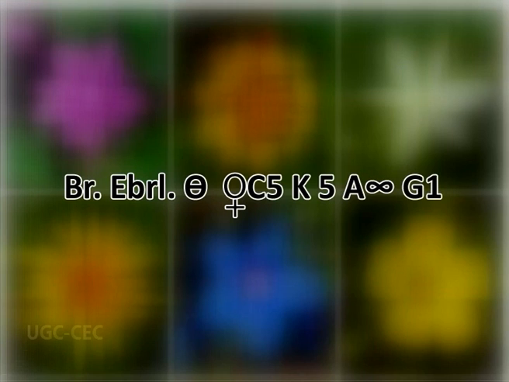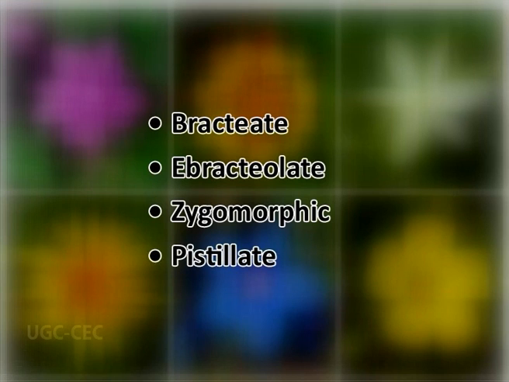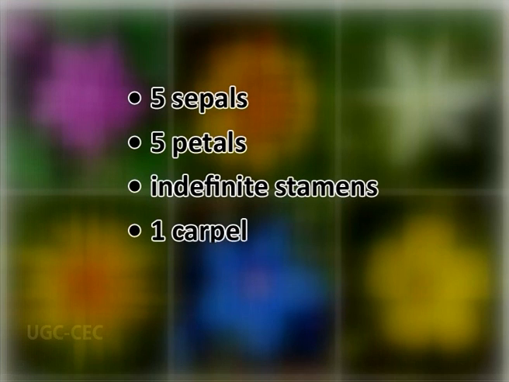A floral formula is a way to represent the structure of a flower using specific letters, numbers and symbols. Taking this as example, Br, Ebr, ⚥... C5, K5, A∞, G1, the above formula will be for a flower which is bracteate, ebracteolate, zygomorphic, pistillate with sepals 5, petals 5, stamens indefinite, carpels 1 with superior ovary.